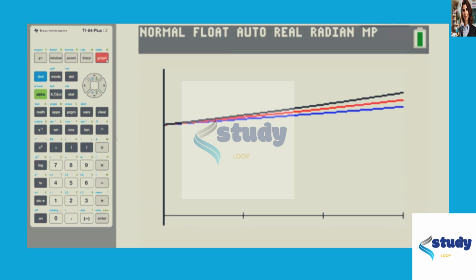And then looking at the graphs, the lowest one, logically, is the one that has a 6% interest rate. And the middle one is the one with an 8% interest rate. And the highest one is the one with a 10% interest rate.